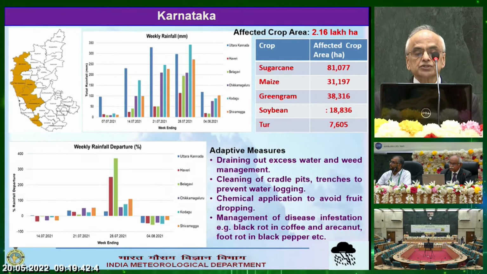In Karnataka also you could see here again a lot of floods. 2.16 lakh hectares was affected, and crops affected include sugarcane, maize, green gram, soybean and tur. And there also, the adaptive measures are draining out excess water and weed management, cleaning of cradle pits and trenches, and chemical application to avoid fruit dropping and management of disease infestation.